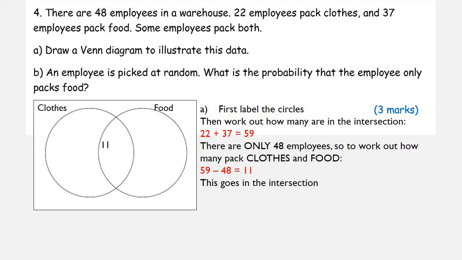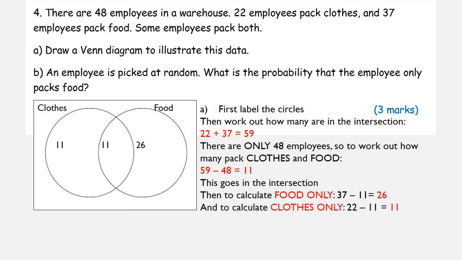So 22 employees pack clothes. Take away the 11 that are already in that circle. That leaves us with 11 in clothes only. Sorry, I've done it the wrong way around. Same thing with food. 37 altogether pack food. We've already got 11 in the intersection. We need to take those 11 away. That leaves us with 26 in the bit that's just for food only.